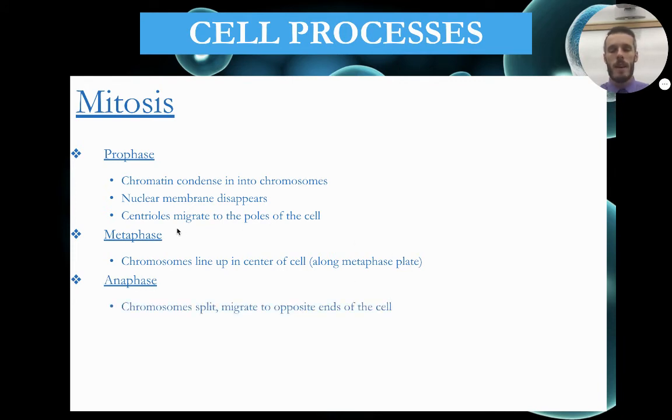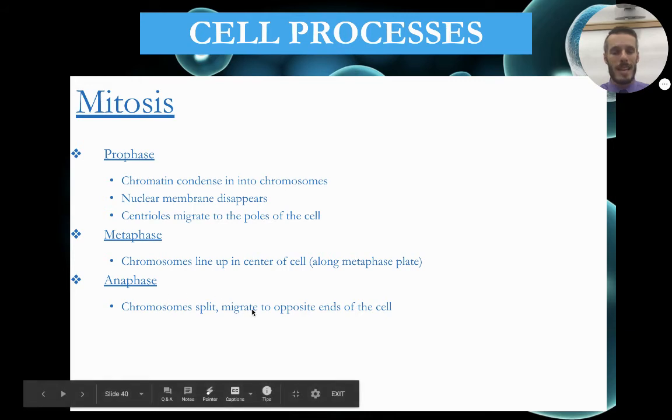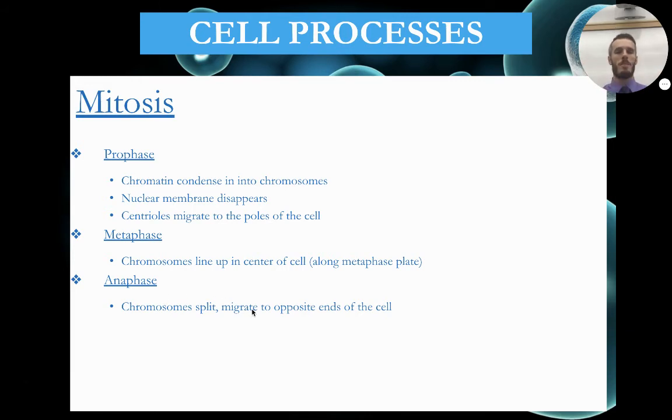Then we get to anaphase, which is where the chromosomes split. All right, they're being pulled by the spindles and they split and they will be taken to opposite ends of the cell so that on one side we have one copy of the DNA and then on the other side we have the exact same copy of DNA.